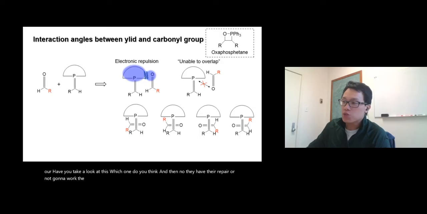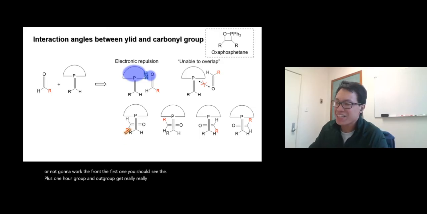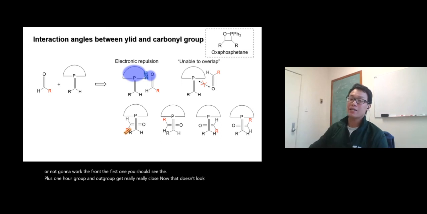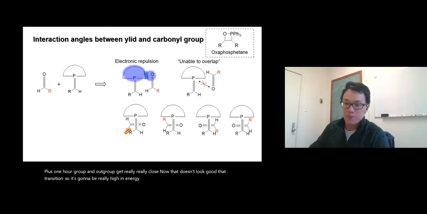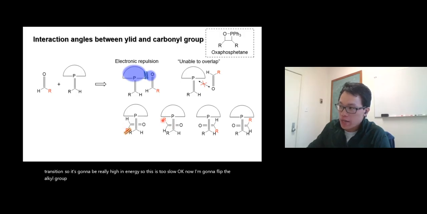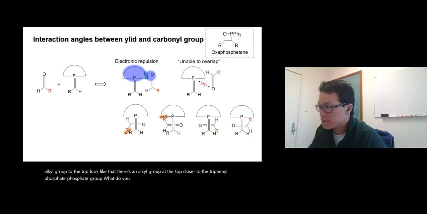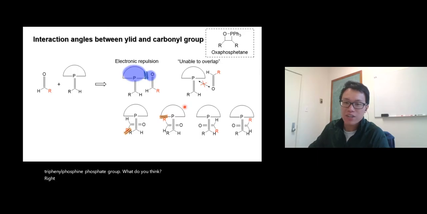The first one, you should see, the alkyl group and alkyl group get really close. That doesn't look good. The transition state is going to be really high in energy, so this is too slow. Now I'm going to flip the alkyl group to the top, like that. There's an alkyl group at the top, closer to the triphenylphosphine group. What do you think? Steric hindrance, right? Triphenylphosphine has a lot of electron density, big pi electrons, so it's going to repel the alkyl group.